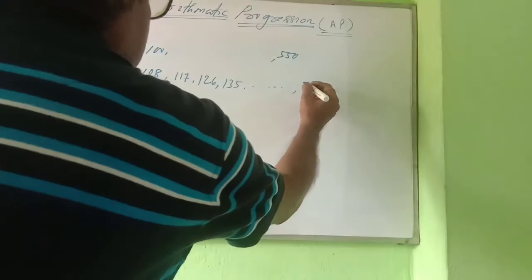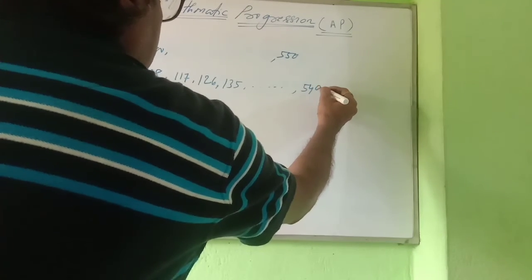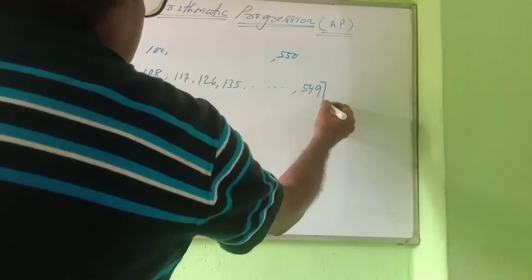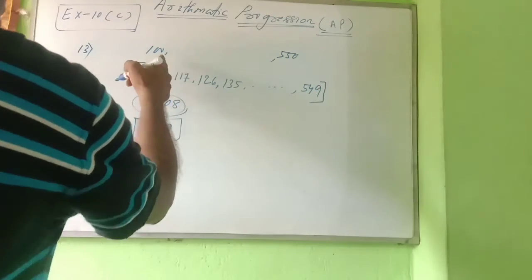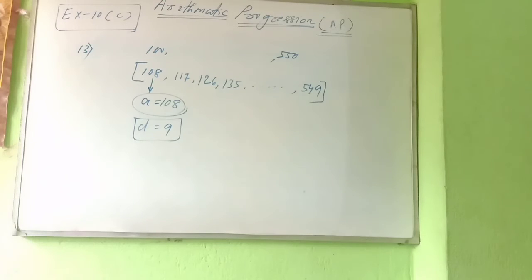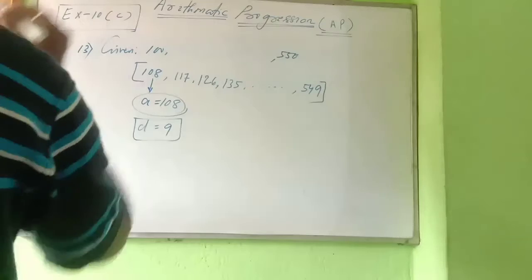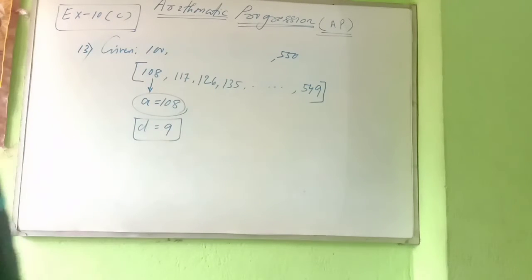549 will be the last term, and this one will be divisible by 9. These are the series of numbers between 100 and 550. This is given. Between 100 and 550, you have to select the numbers which are divisible by 9.